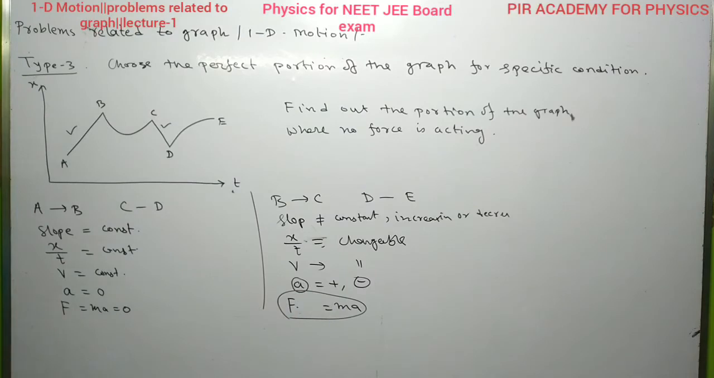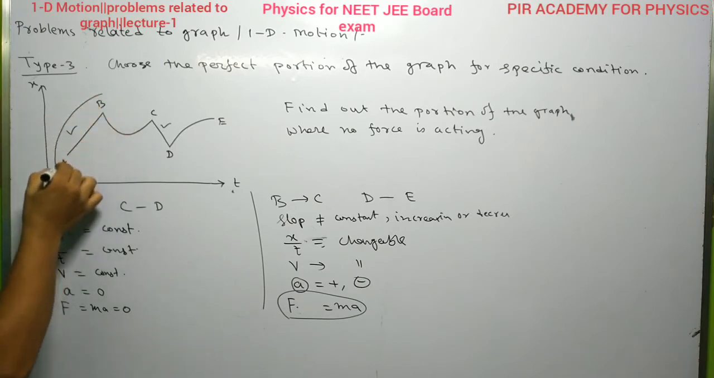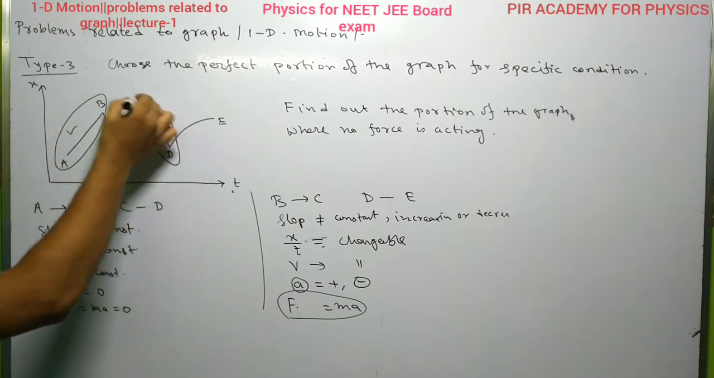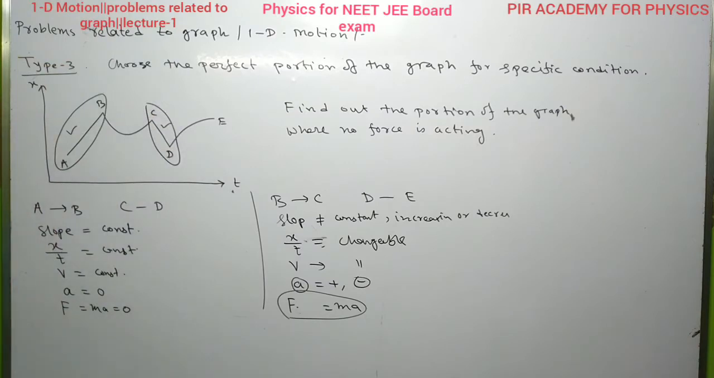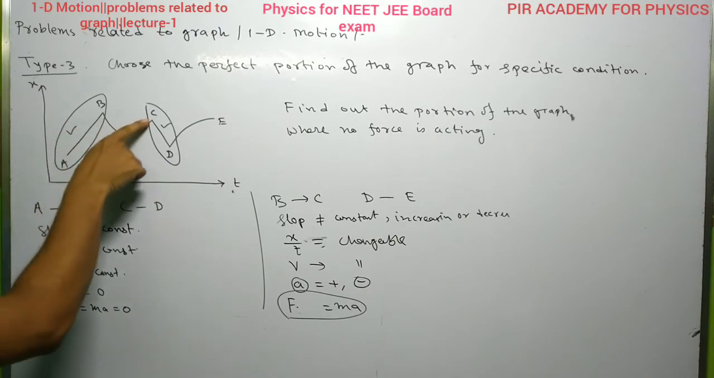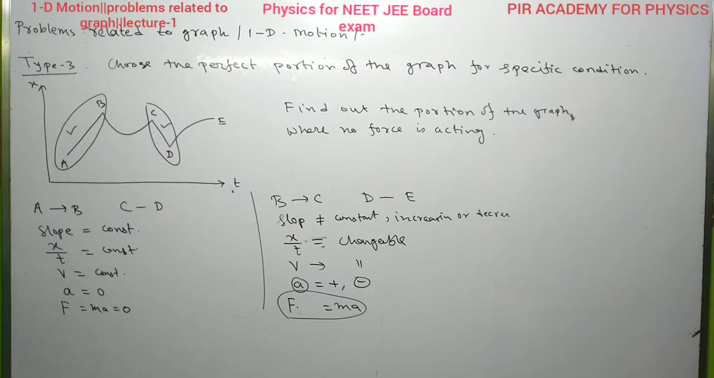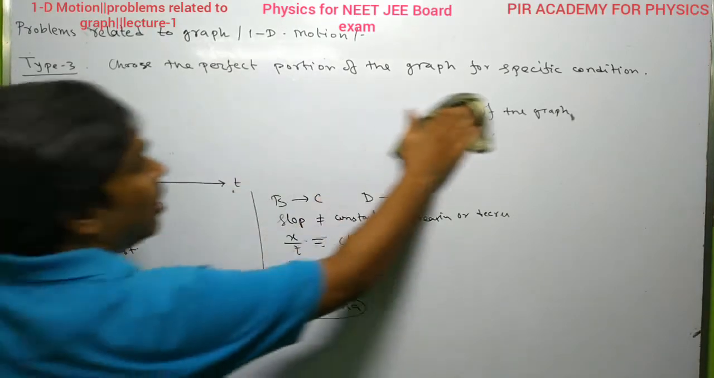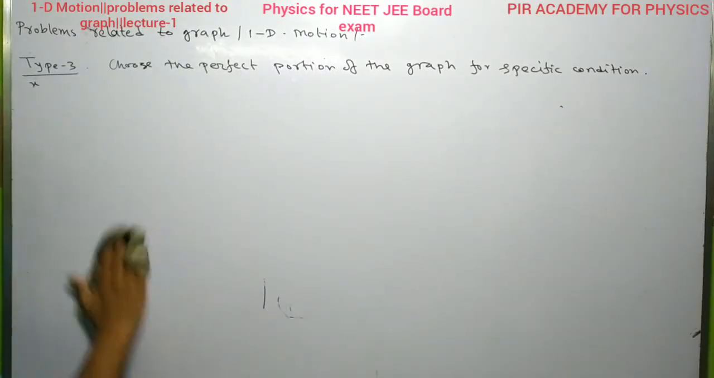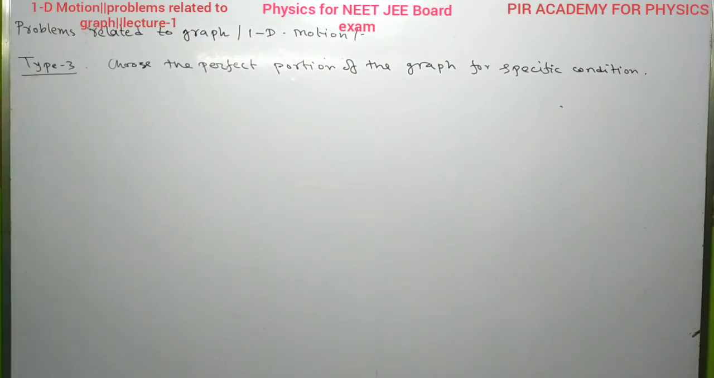You have to find out in which portion of this graph there is no force acting. So this is the condition. In this portion, that means A to B and C to D, there is no force acting on the particle. But in this portion there is a force acting on the particle. Now, this is number 1. Then I will discuss number 2.